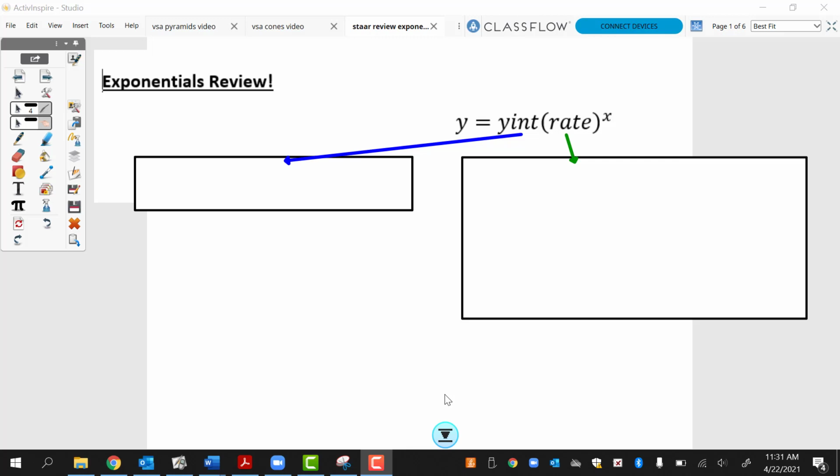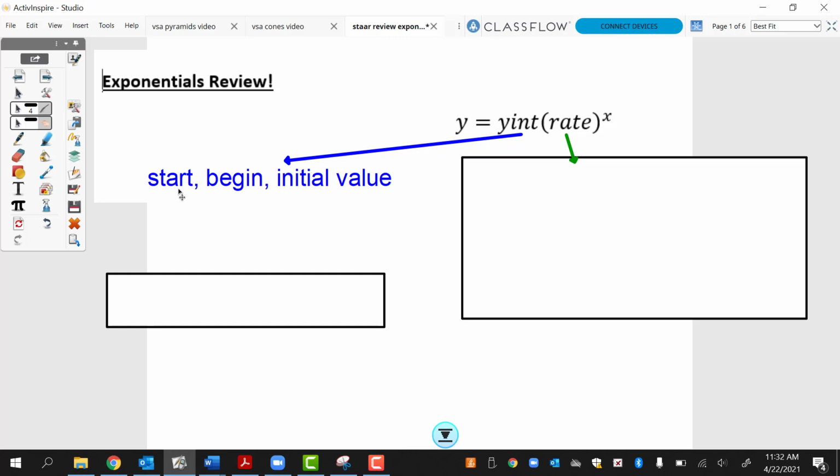All right, our next review topic is exponentials, which we were good at when we first learned it. So this should be an easy, quick review. We know exponential functions have an x in the exponent. That's how we know it's exponential. And we know the y-intercept goes on the outside of the parentheses. The rate goes on the inside. We know that the y-intercept is the starting, the beginning, the initial value. So whatever the starting number is, that's what we put for y-intercept on the outside.